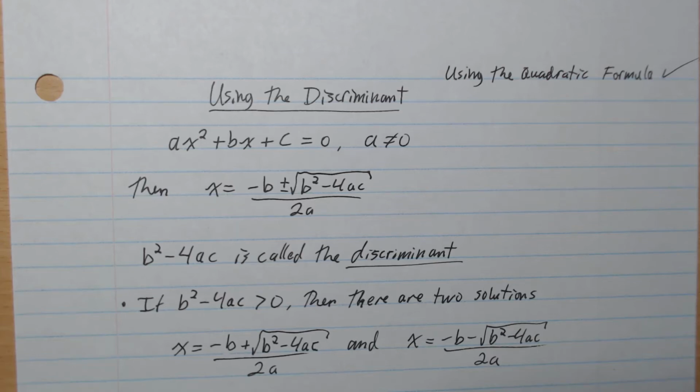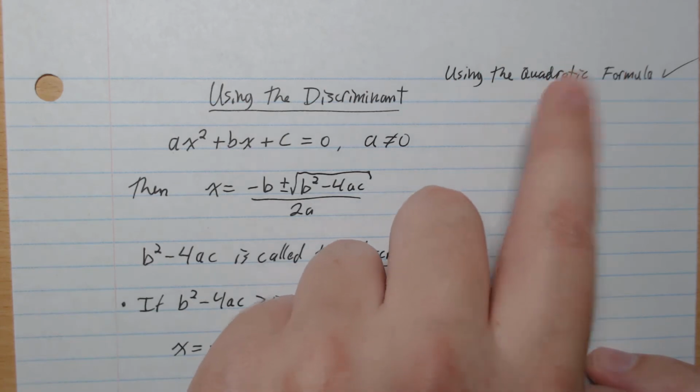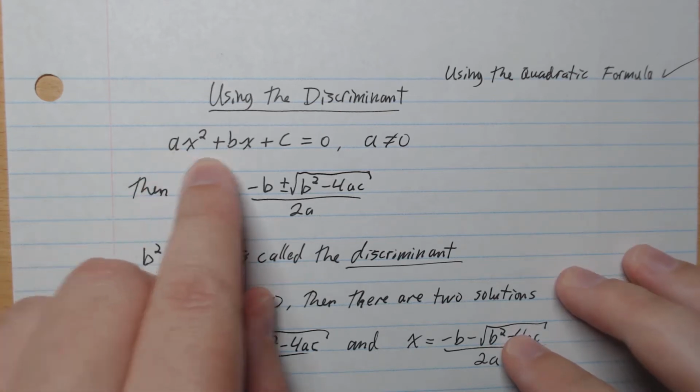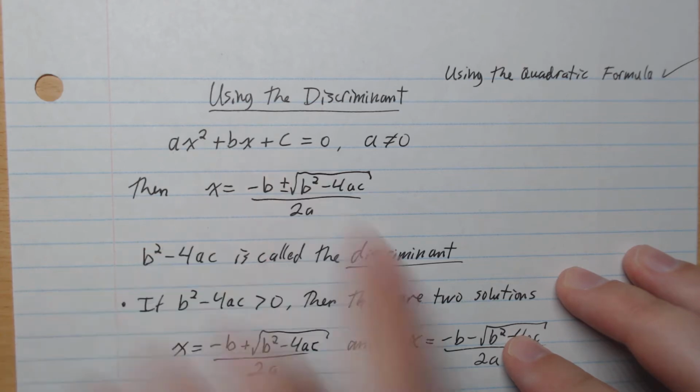Hey everyone, welcome back. Today we're going to look at using the discriminant. If you've completed the previous video using the quadratic formula, today's lesson will be a lot easier for you. So what do we have? We have a quadratic equation here, ax squared plus bx plus c equals 0.